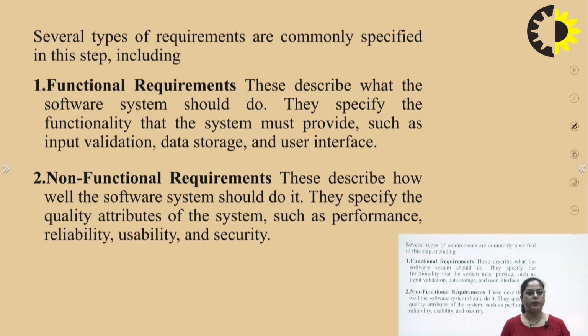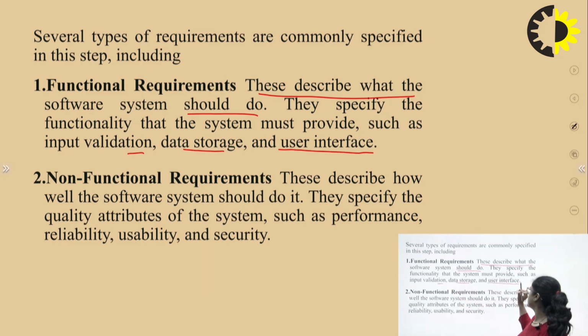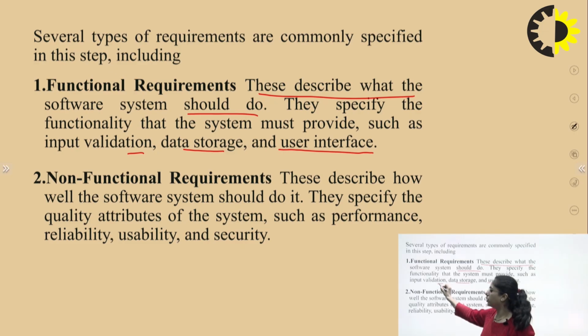In functional requirement, we can say that functional requirement describes what we are doing, and non-functional requirement is the characteristics of the things. This describes what the software system should do. They specify the functionality the system must provide, such as input validation, data storage and user interface. This is originally what the software does.